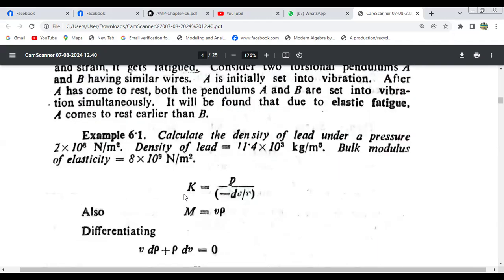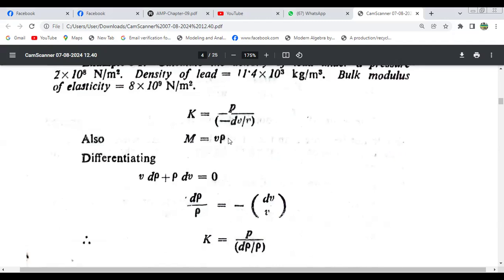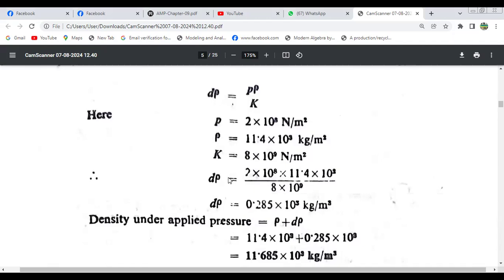And this is the calculation for finding bulk modulus. We have discussed these types of problems. Calculate the density of lead under a pressure of this many Pascal, given the bulk modulus. We know the bulk modulus K equals this formula, and M equals V rho. So mass equals volume multiplied by density. So differentiating, we get this, and we can calculate the density under the pressure.